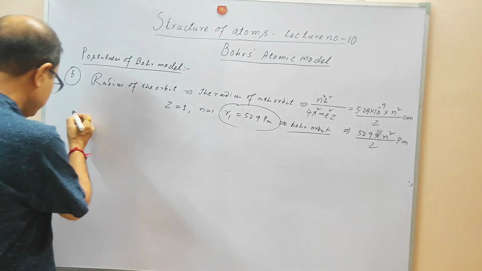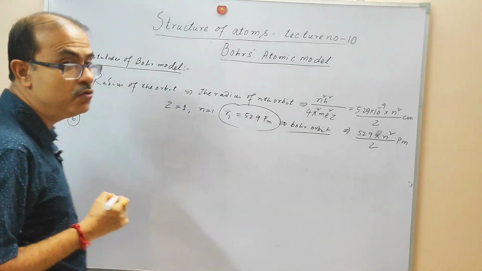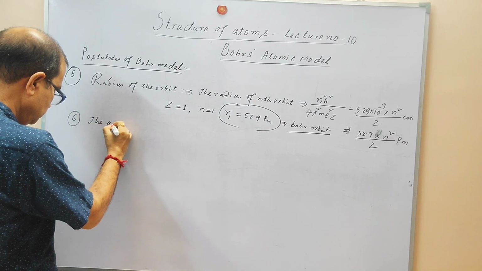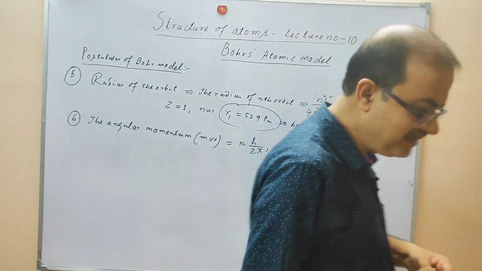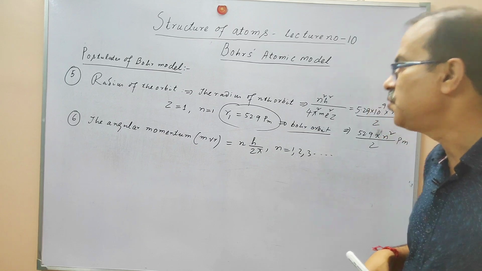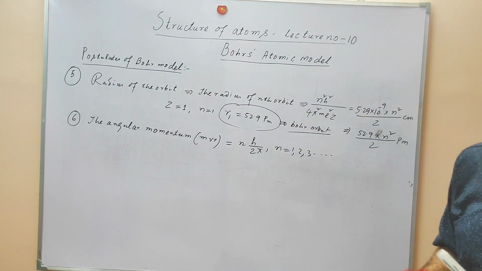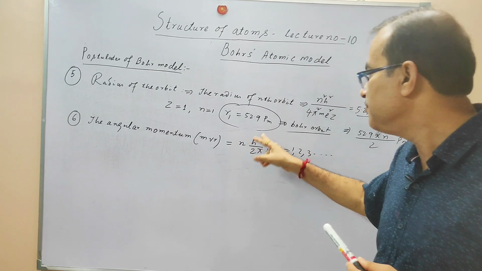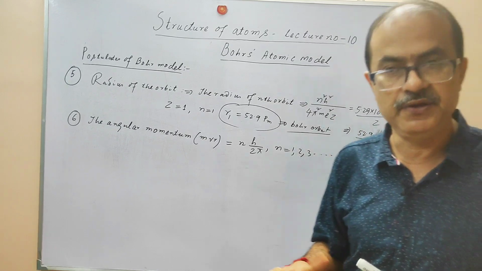Now the sixth postulate, this is again a very important postulate, that is about the angular momentum. As the electron is revolving around the nucleus, it will have some angular momentum. And what will be the angular momentum? As per Bohr's postulate, it will be n into h by 2 pi, where n is equal to 1, 2, 3, and it will take up n values.